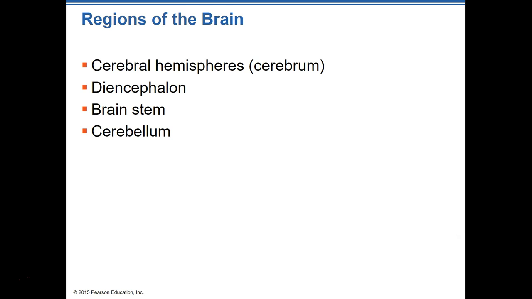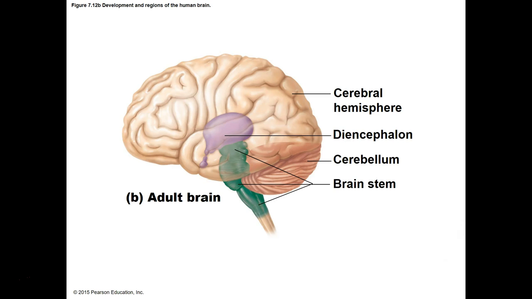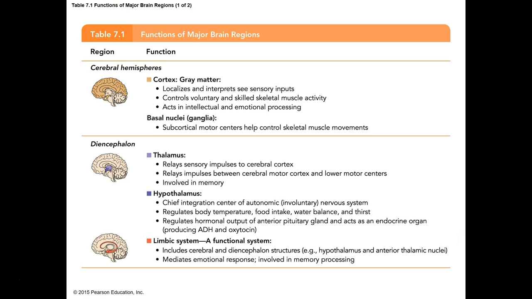We have the hemispheres, the diencephalon, the brainstem, and the cerebellum. We'll look at these a little bit closer, and here's a picture of some of those. We can see the cerebral hemispheres are the largest. The diencephalon's buried down in the middle. The cerebellum is oftentimes called the hindbrain, and then that green is the brainstem. So if we look at these and their functions, we can see on this chart the different things that they do and what's contained in them.